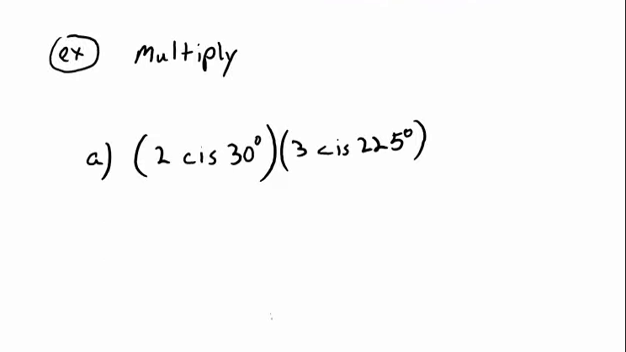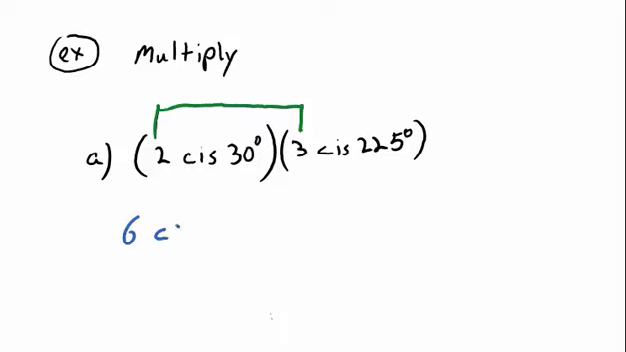All right, so let's try to use that formula. What do we get when we multiply 2 cis 30 times 3 cis 225? So that formula says multiply the absolute values together, which are the guys out in front. So what do we get there? So we get 6.